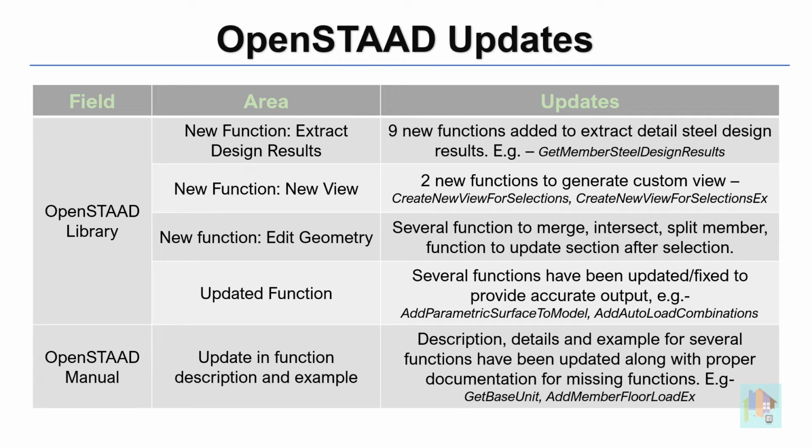Apart from this, several new functions are added to the library to generate a new view of the structure, to merge, split or intersect certain members. Several useful functions which were not working properly, like function to add autoload combination, have been updated. Also, there are several problems in the help manual, like incomplete, incorrect or missing information. Most of these problems have been fixed now. If you are using OpenSTAAD function along with STAAD, then I'll recommend this version.